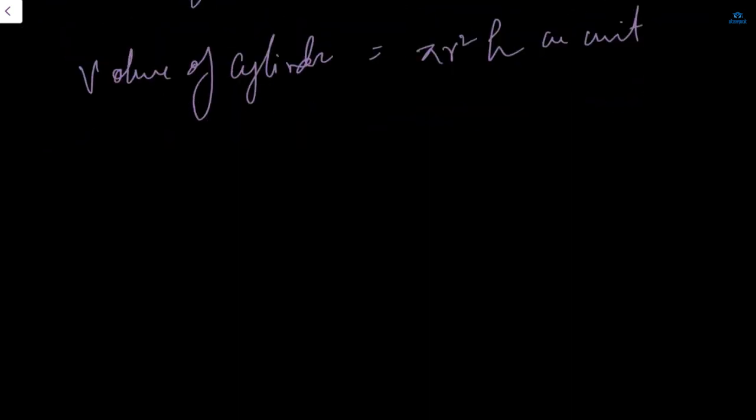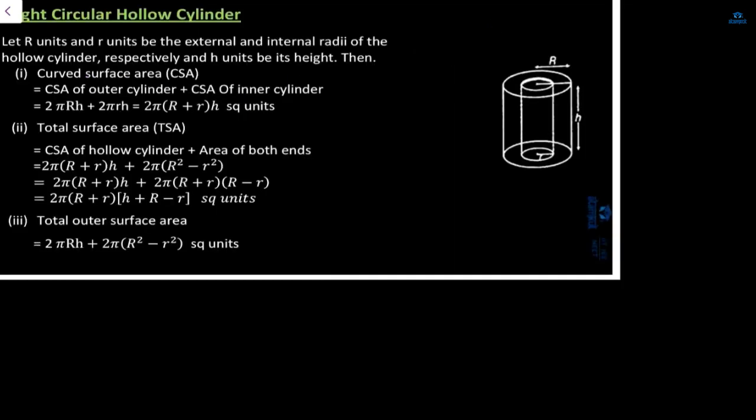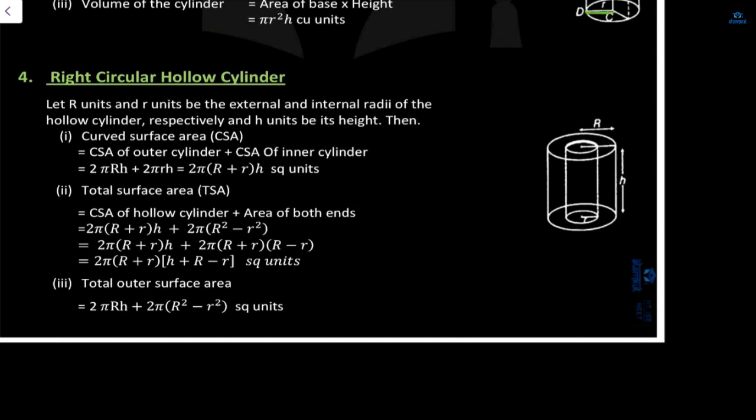Now write circular hollow cylinder. This was a solid cylinder. Now I'm talking about a hollow cylinder. In a hollow cylinder, you will have two cylinders, one cylinder inside another cylinder. You see this cylinder, one inside another, so there's a hollow space in between. You can take the inside cylinder radius as small r and the outside cylinder radius as capital R, and the height as h.